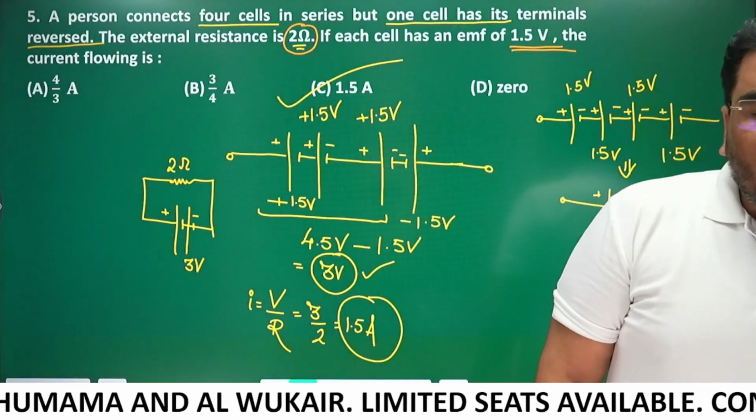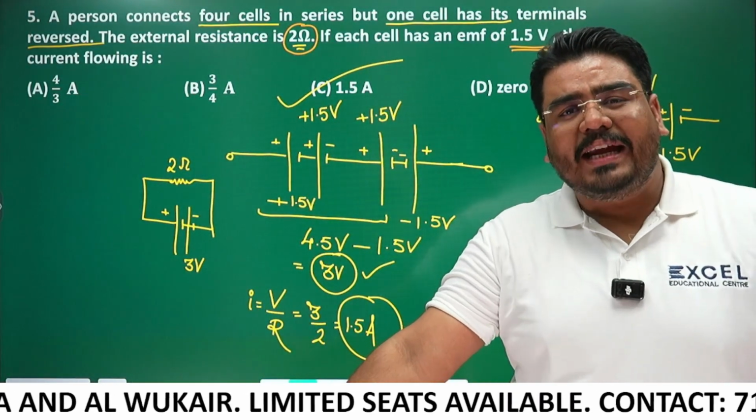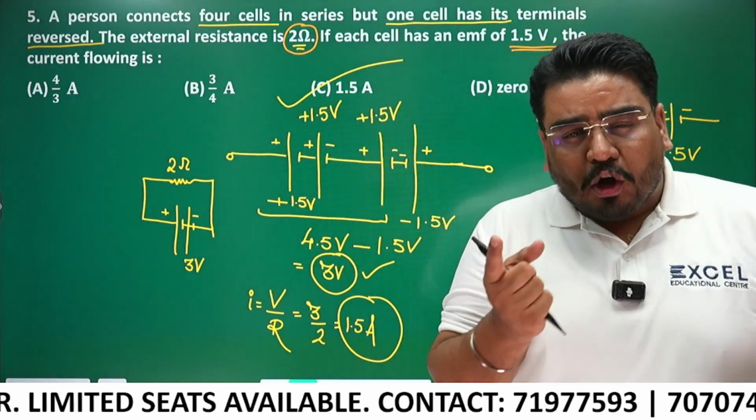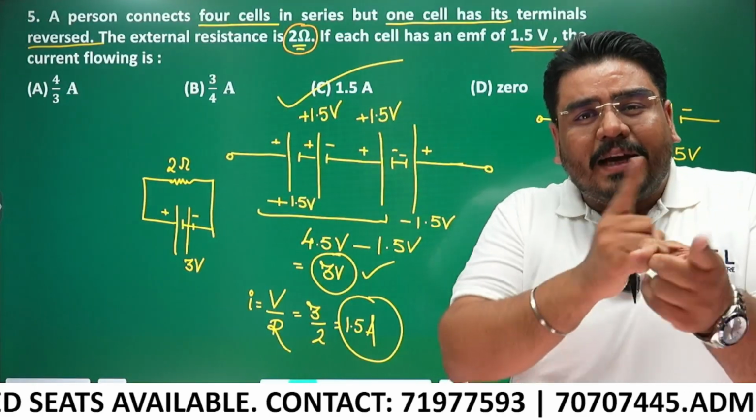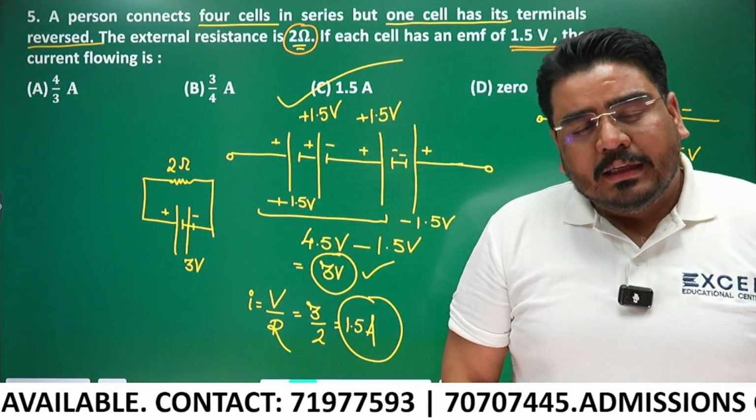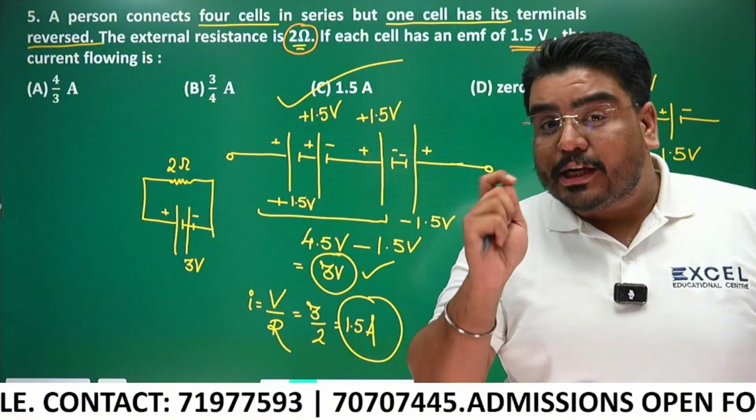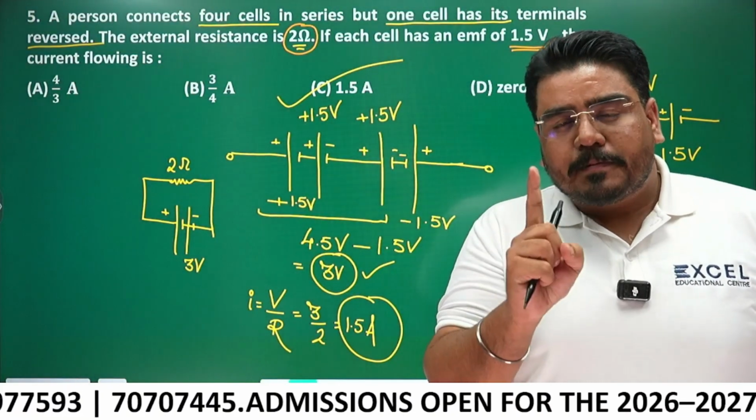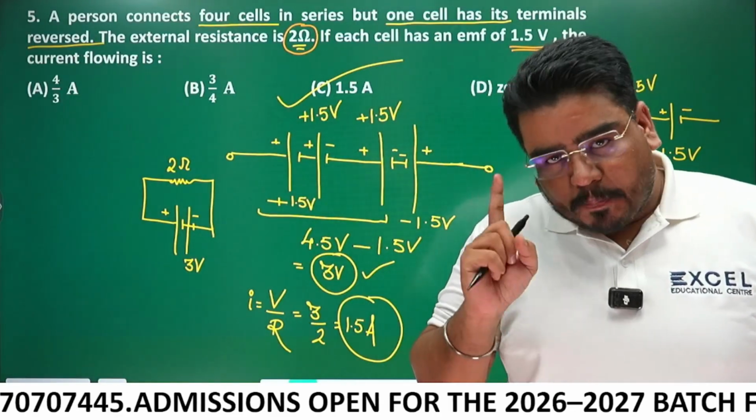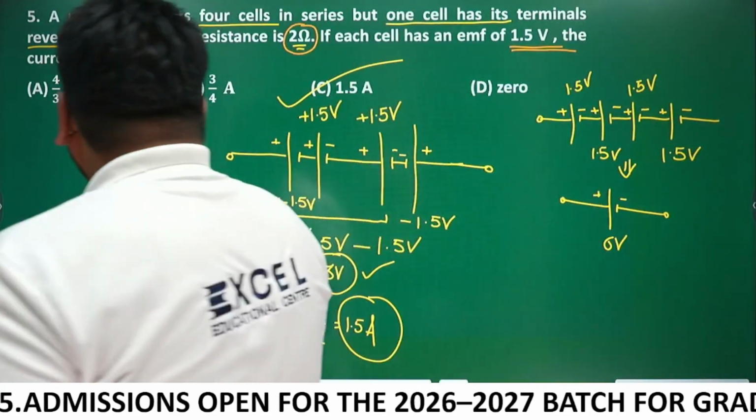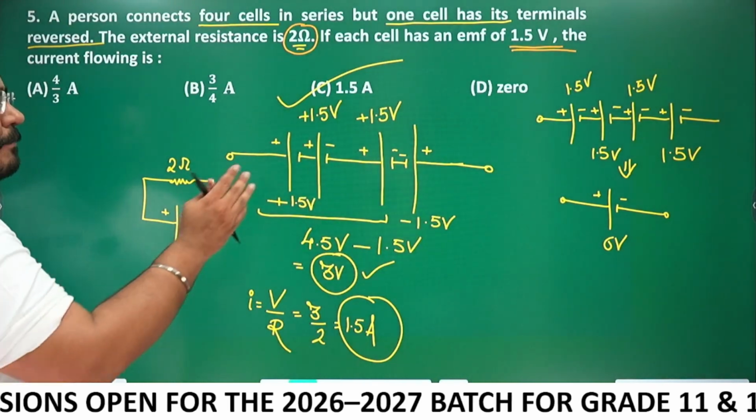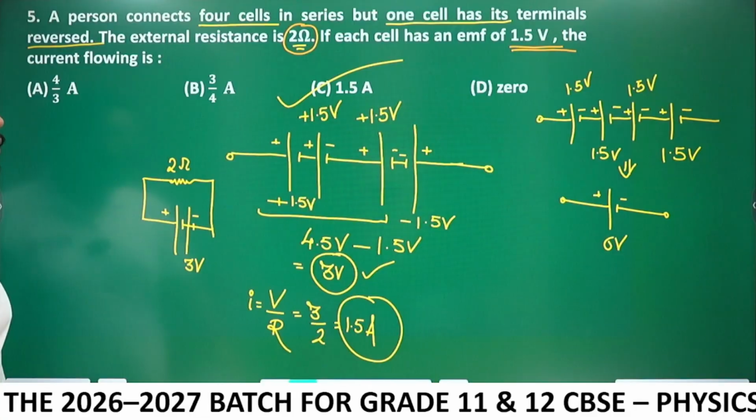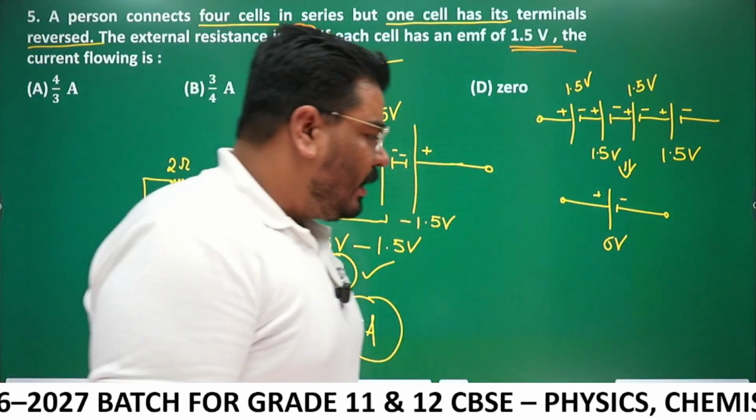I hope you guys can figure out why sir subtracted that 1.5 from that 4.5, because the terminals were reversed by the person who was using it in the circuit. And specifically such questions which are practical based, these are very important from the perspective of 2026 CBSE. So please make sure that every one of you understands this concept and follows up with some similar questions in the book and all the question banks that you already have. Moving on to the next question.